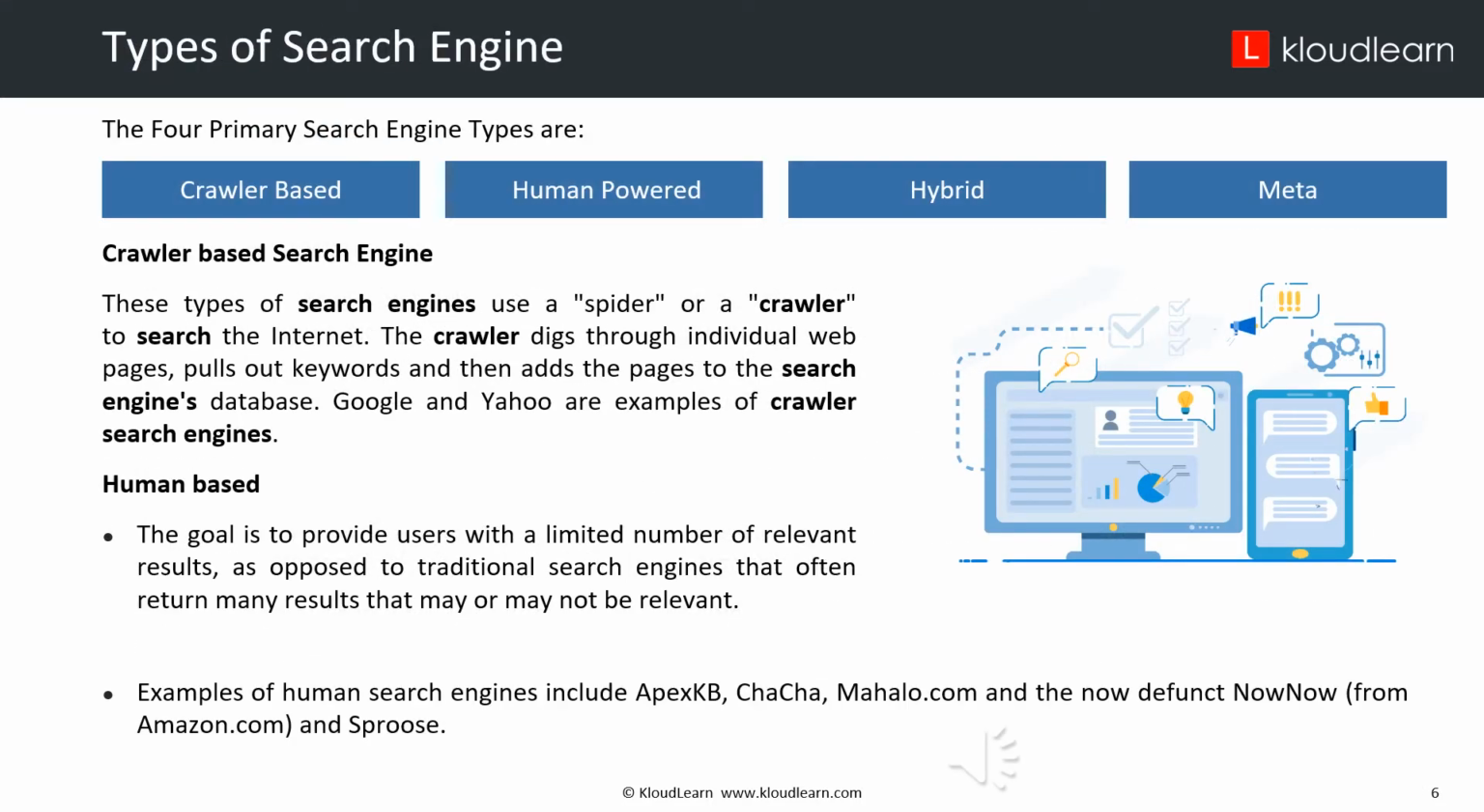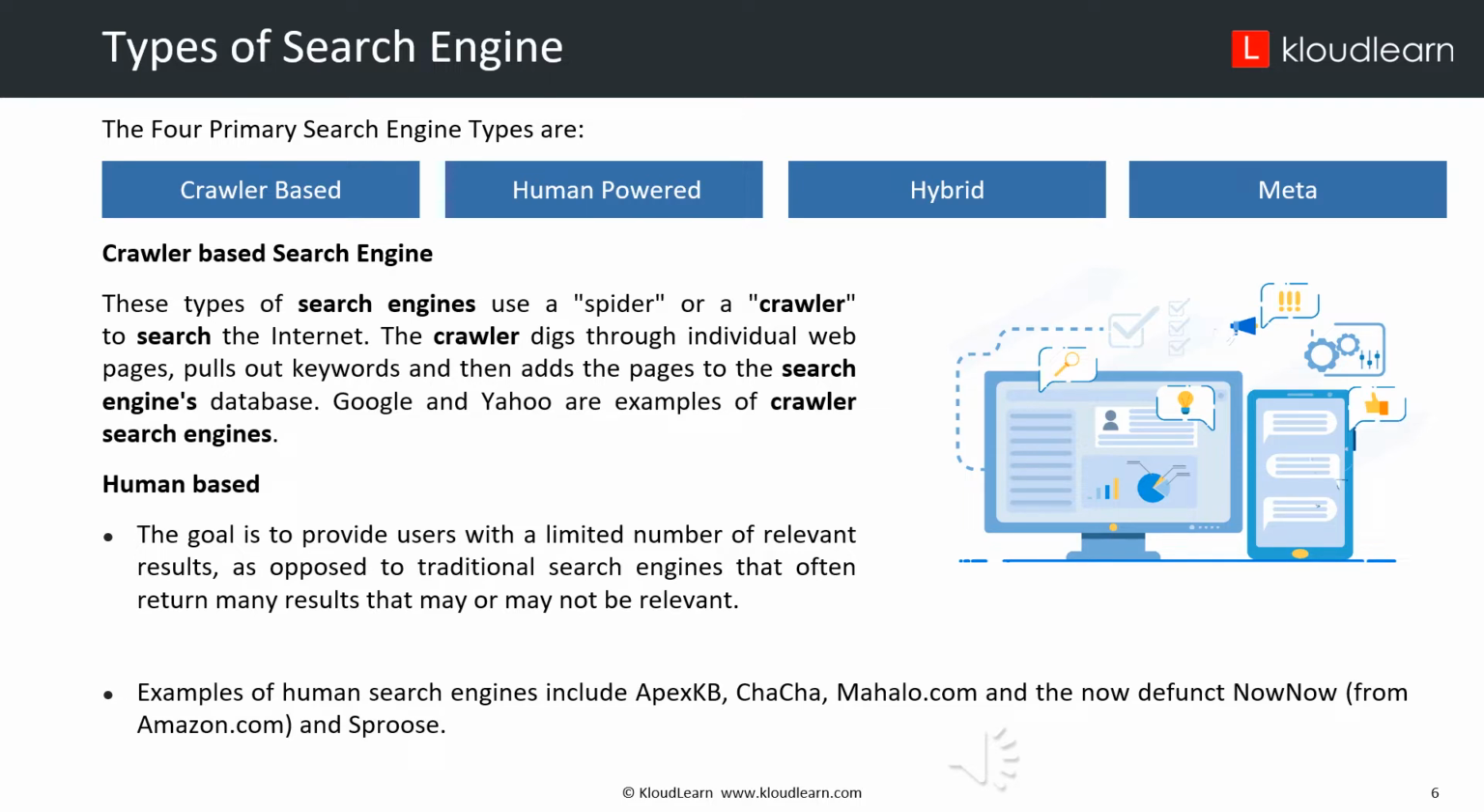Types of search engines. The four primary search engine types are crawler-based, human-powered, hybrid, and meta. Crawler-based search engines use a spider or crawler to search the internet. The crawler digs through individual websites, pulls out keywords, and then adds the pages to the search engine's database. Google and Yahoo are examples of crawler search engines.